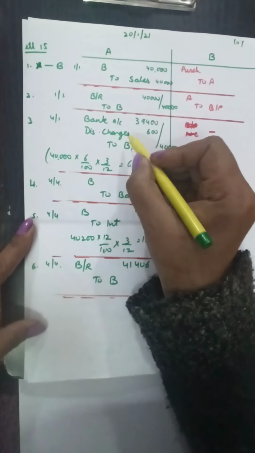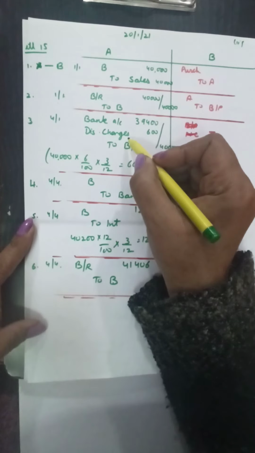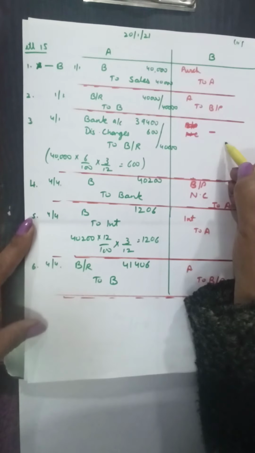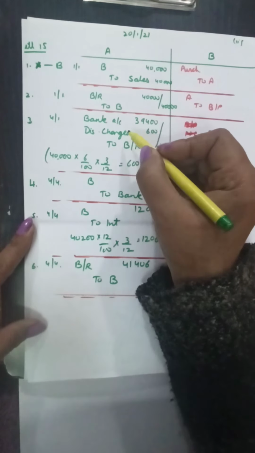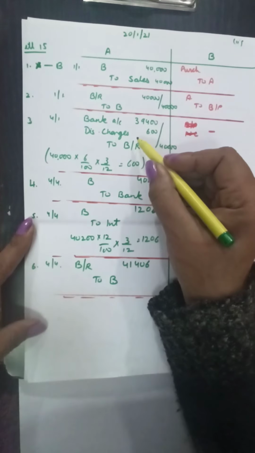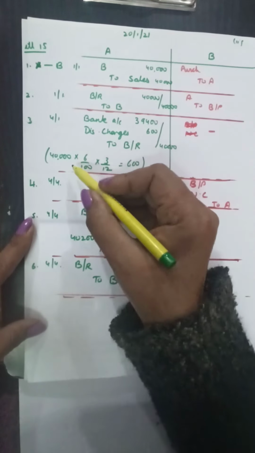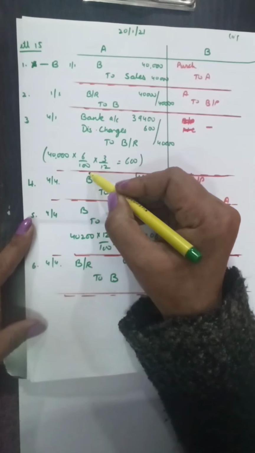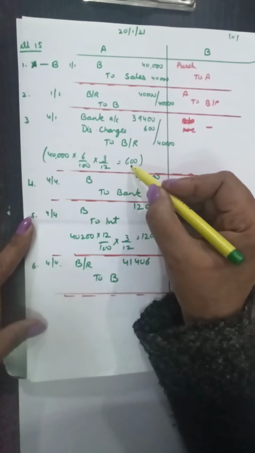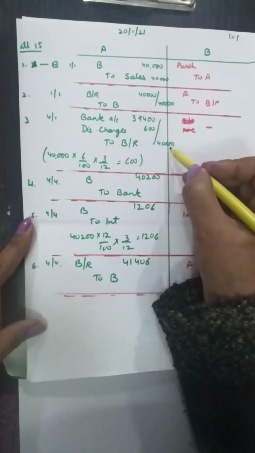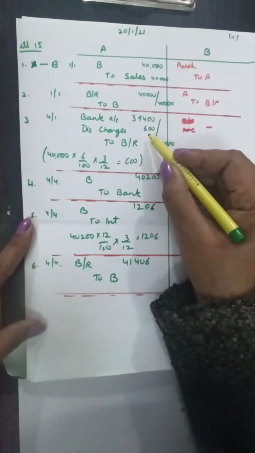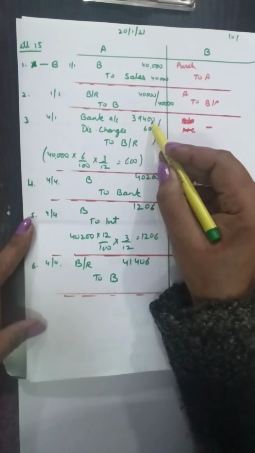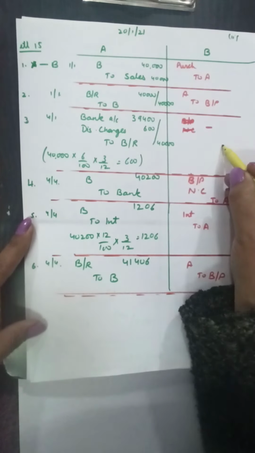Okay. Now A gets the bill discounted with the bank. Discounted with the bank means entry only in the books of A. There is no entry in the books of B at this time. Bank account, discounting charges to BR. How much are the discounting charges? 40,000, that is the amount of the bill, into 6%, the rate decided for 3 months, into 3 by 12. That comes to 600. So the bill amount 40,000 minus 600, the amount A receives from the bank is 39,400 only. And no entry at this time in the books of B.